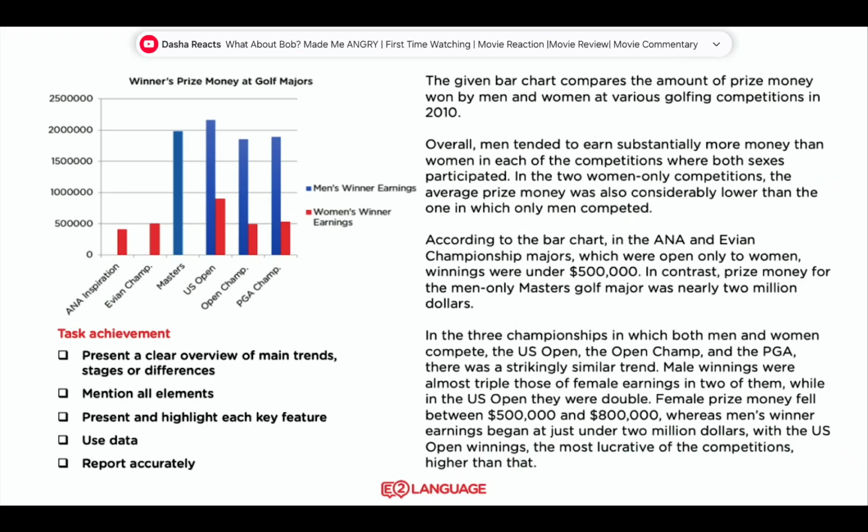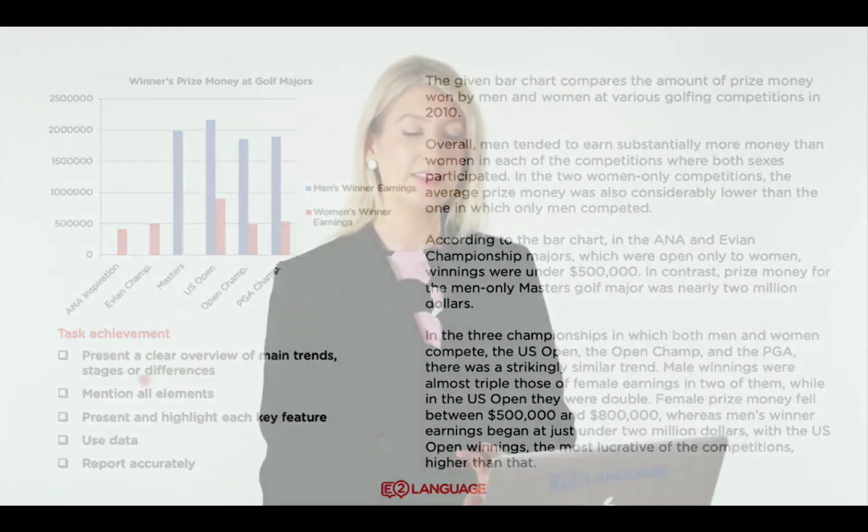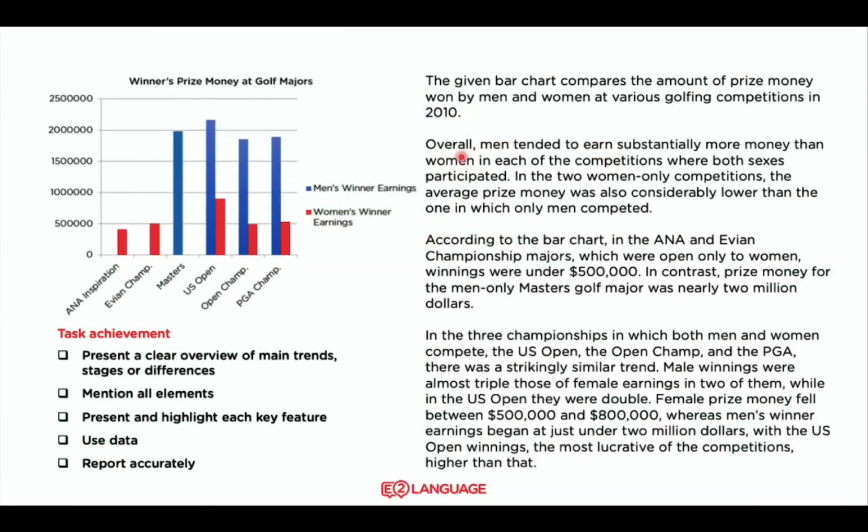So have we presented a clear overview of the main trends, stages, or differences? In this particular graph, we're really interested in the main differences. So there are no stages, it's not a process, and there are no trends because it's not a change over time graph. So my overview is here. It's clearly signaled with overall at the beginning. And I've mentioned the fact that men earn more than women, basically in everything, but I've grouped them into those two different sectors. So overview, tick.